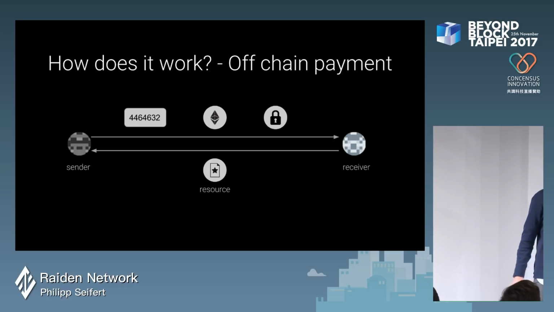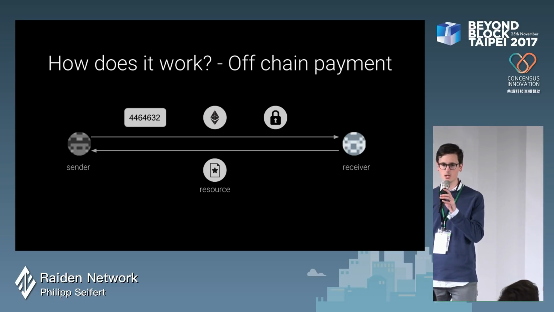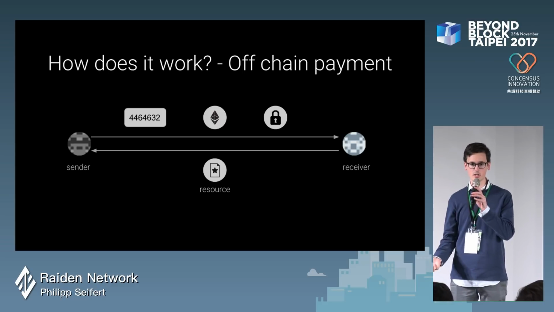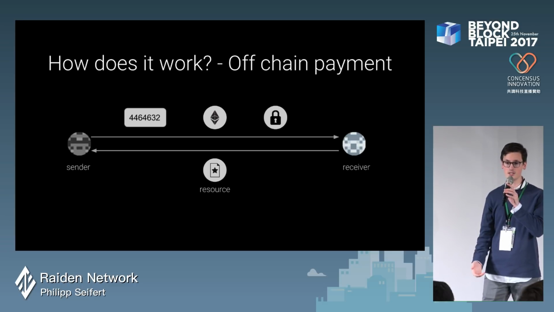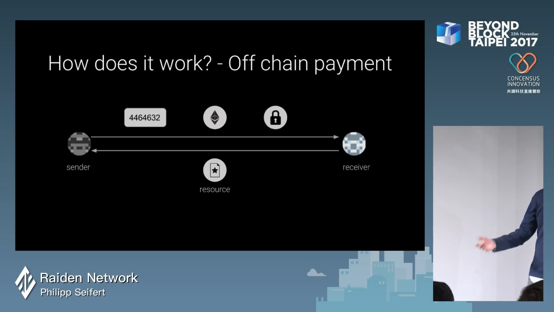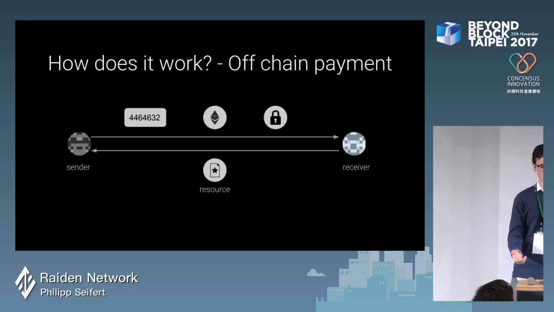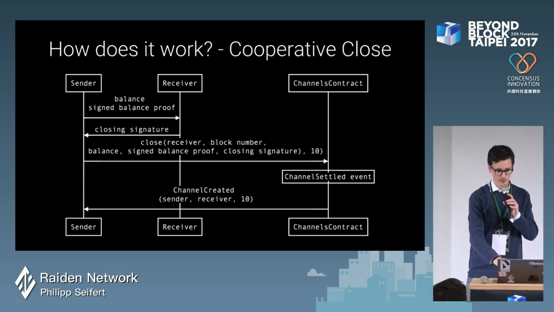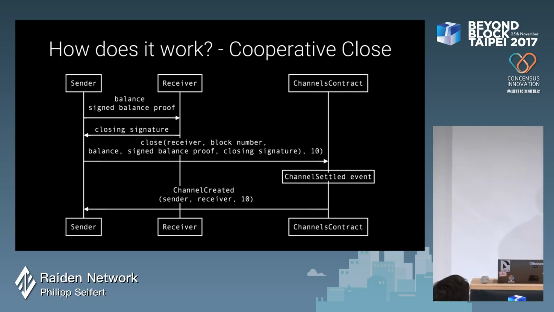When the receiver receives the balance proof, then this is already a finished transaction. He knows that he owns the tokens and that he is going to be able to hold the tokens on chain. So he will provide the sender the resource, such as a website, for example, from the opening and transactions to the closing.